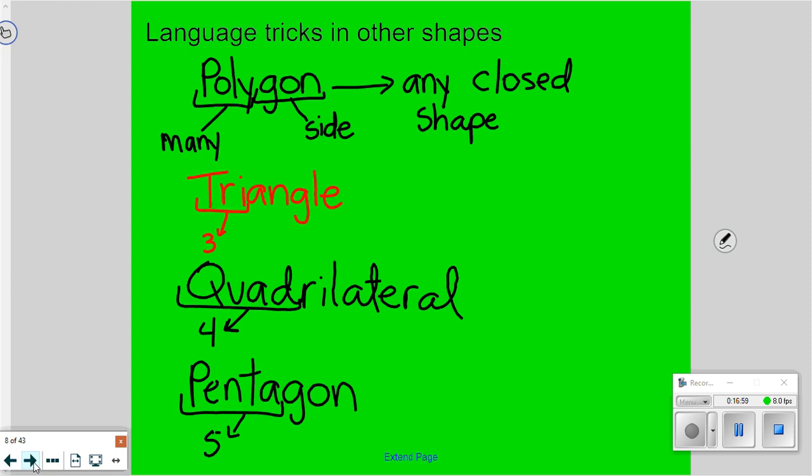Yeah, but also the word gon again, which we know means side. You already know that. Oh, it says 5 sides. Yeah. It's literally what it means. All right. I'm going to scoot over, but you keep going down your page. Next one.